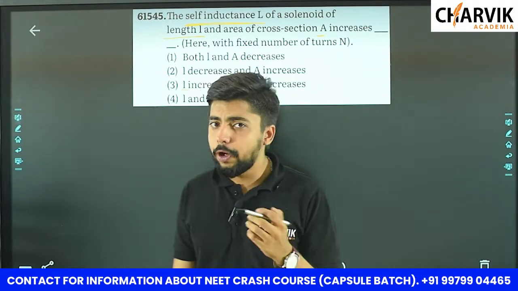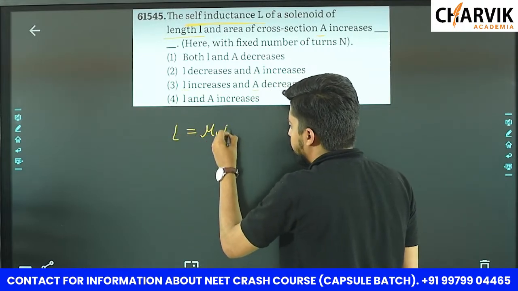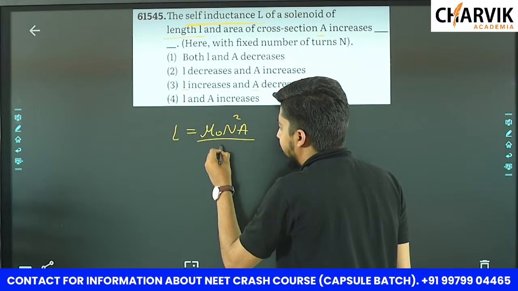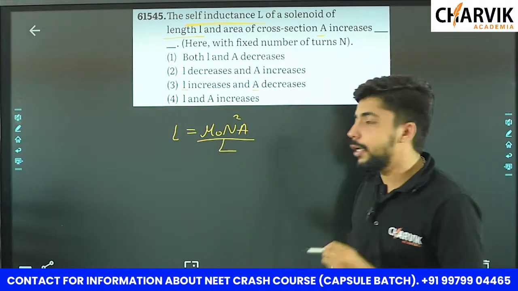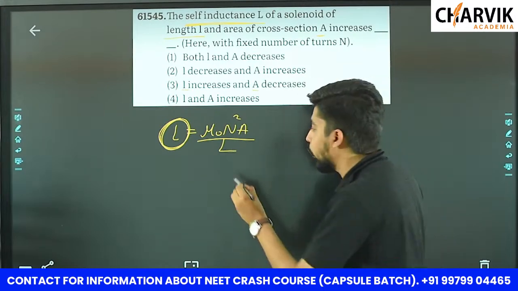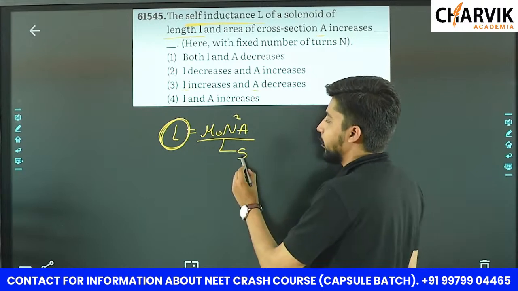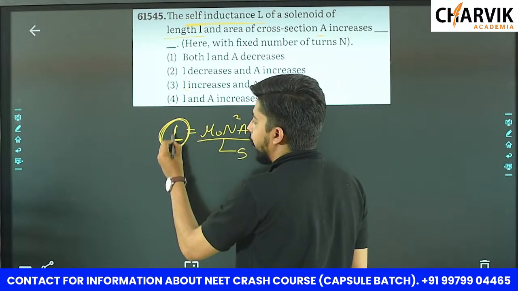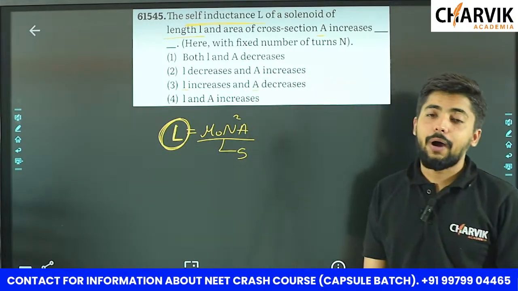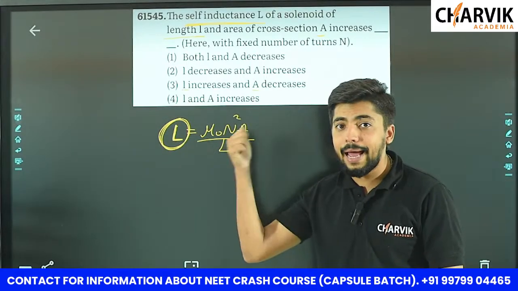What is the formula of self-inductance of a solenoid? It is L equals mu naught into N squared into area divided by l. Let me write the small l so you don't get confused. This is the length of the solenoid, and this is the self-inductance L. Now how can you increase the self-inductance of the solenoid with respect to area and length?